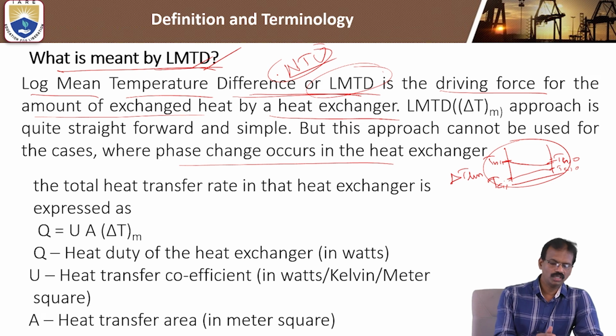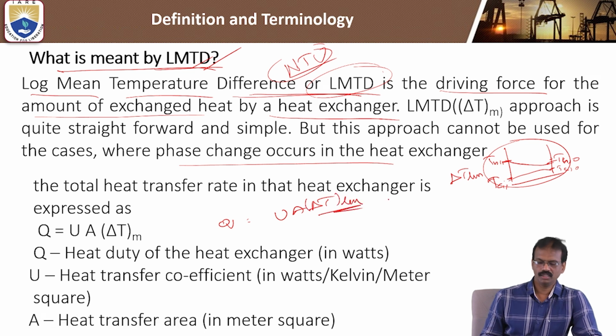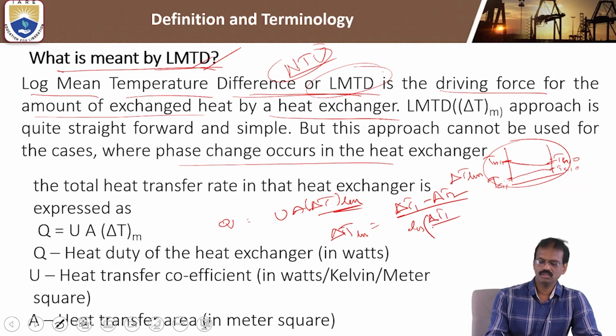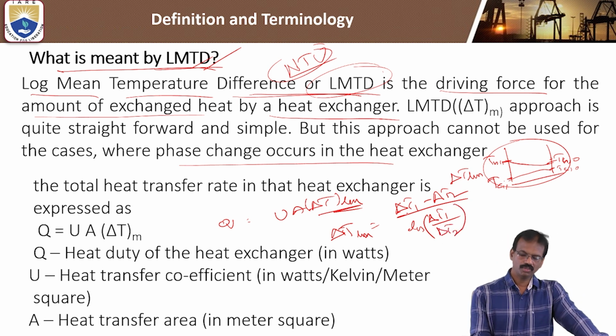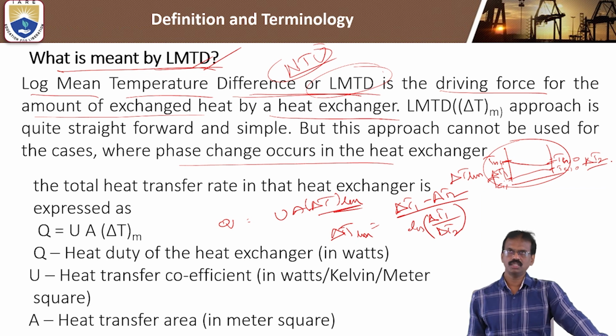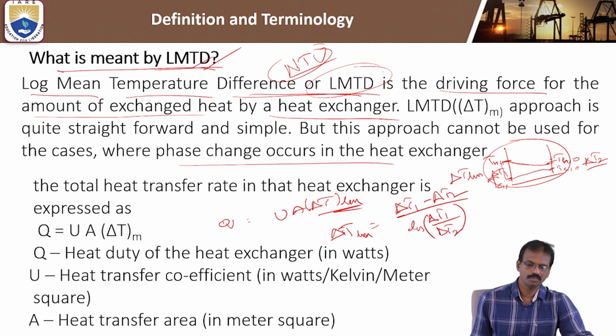According to the LMTD method, Q is equal to UA into delta T LM. The formula for delta T LM, you know this one: delta T LM is equal to delta T1 minus delta T2 divided by ln of delta T1 by delta T2. You know that delta T1 is this temperature difference, and delta T2 is this temperature difference. Delta T1 and delta T2 are different for parallel flow and counter flow.